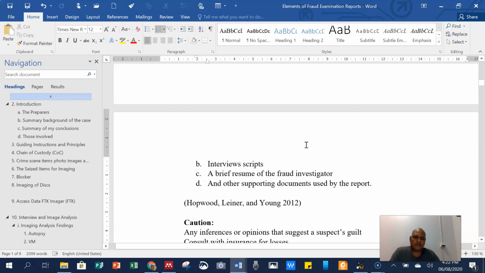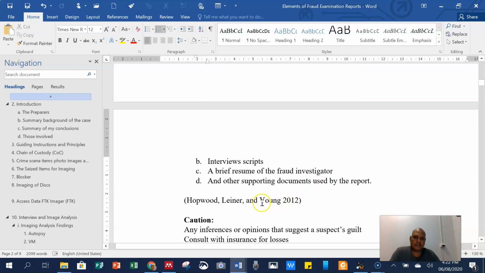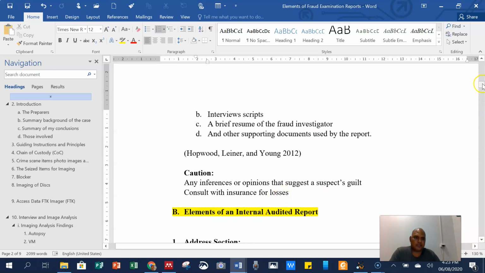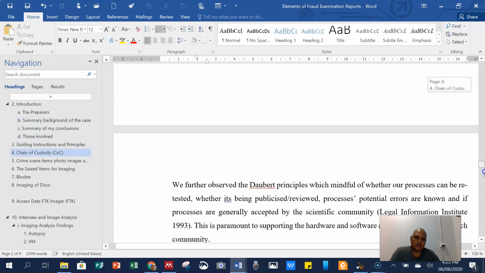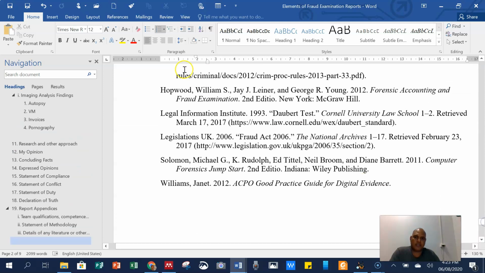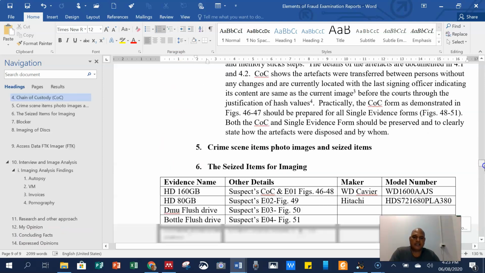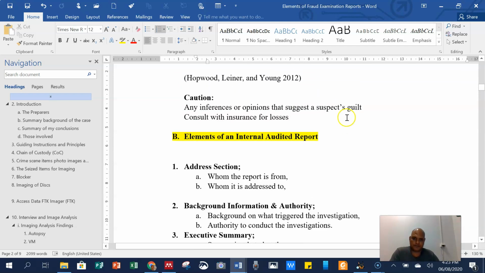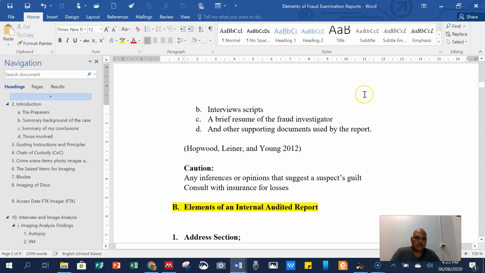So this fraud investigation report template or content is actually extracted from the Hopwood book that's published in 2000 and 2012. So this book can be accessed in the references. So here we have the references. Hopwood wrote this Forensic Accounting and Fraud Examination. So it was actually detailed from the report. So that was it in terms of the content of this fraud investigation, fraud examination report.